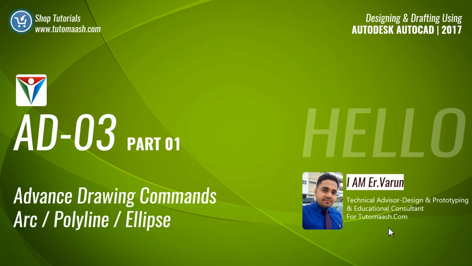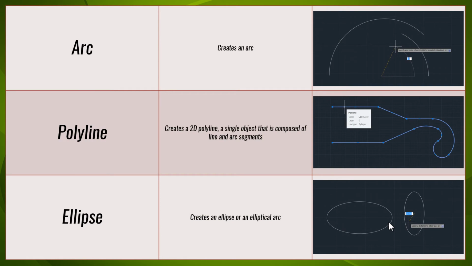In this session, we'll be discussing advanced drawing commands in AutoCAD. The fundamental advanced drawing commands are arc, polyline, and ellipse. As you all know, arc is a part of a circle. We can create the arc with the help of circle itself, but in AutoCAD, there is a command called arc by which you can directly create arc to your drawing.